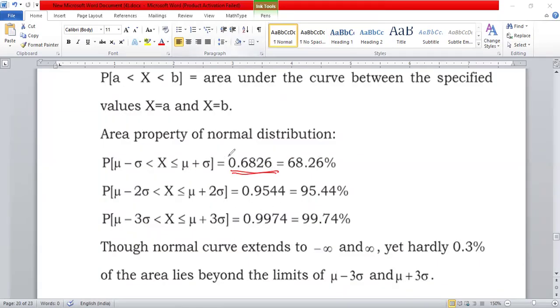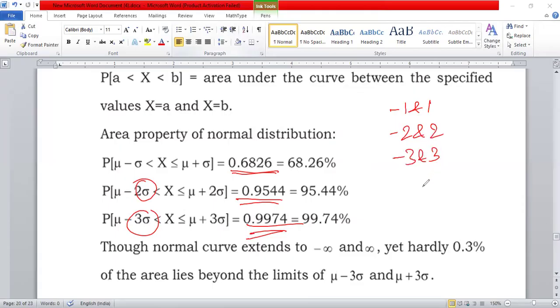Within the 1 sigma neighborhood of mu the probability is 0.6826, within the 2 sigma neighborhood of mu it is 0.9544, and within the 3 sigma neighborhood of mu it is 0.9974. These 3 points you have to remember. Or else take a normal distribution curve and subtract -1 and +1, -2 and +2, -3 and +3. From the statistical table value, we'll get the same answer.